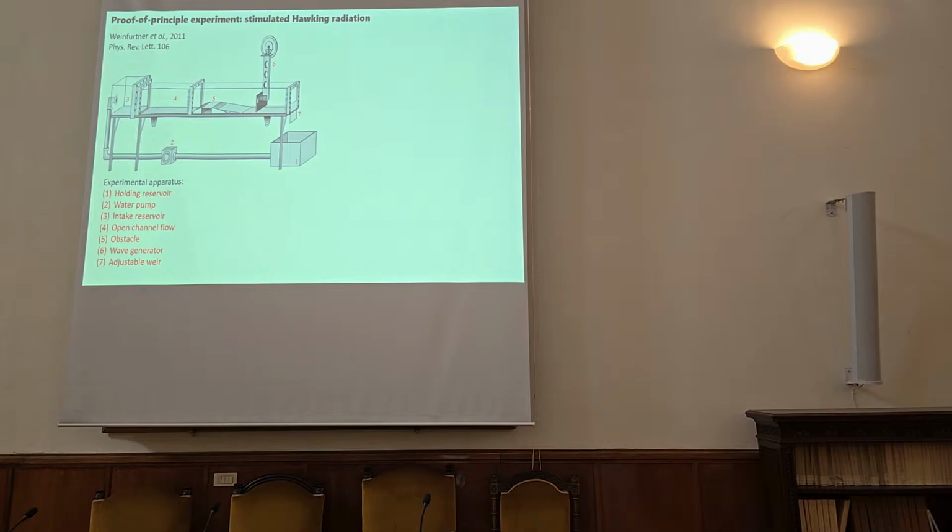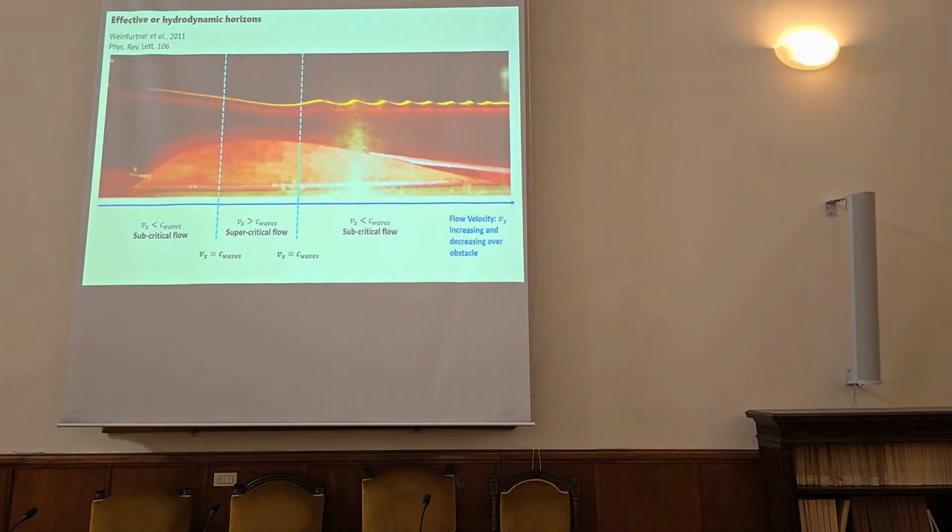And then what you insert here is this obstacle. This obstacle is all you need, though it has to be carefully designed how to place it into the flow, but you have basically water flowing through. At the end of your tank, there's a wave generator where you can send waves upstream, and then the water goes down into the intake reservoir, and the whole thing repeats. So why is this suitable to set up an analog black hole horizon?